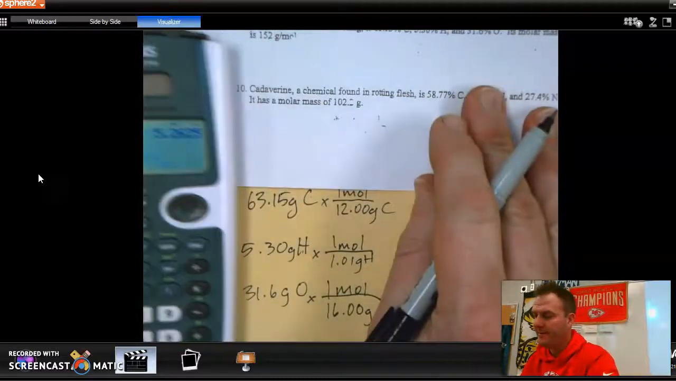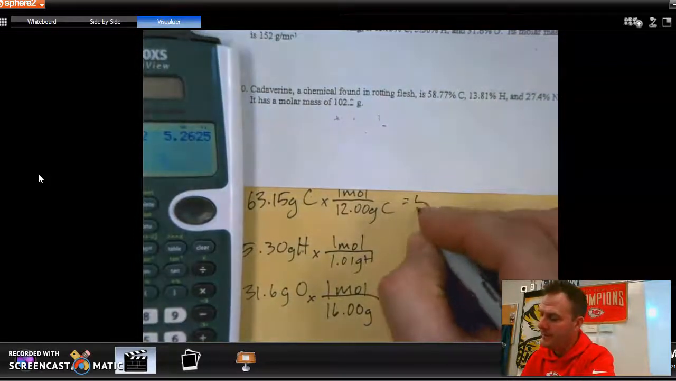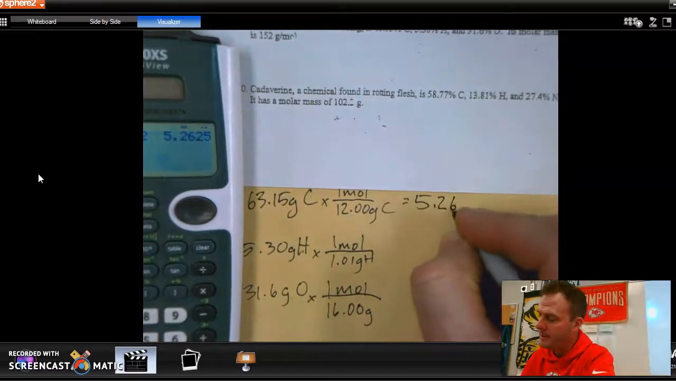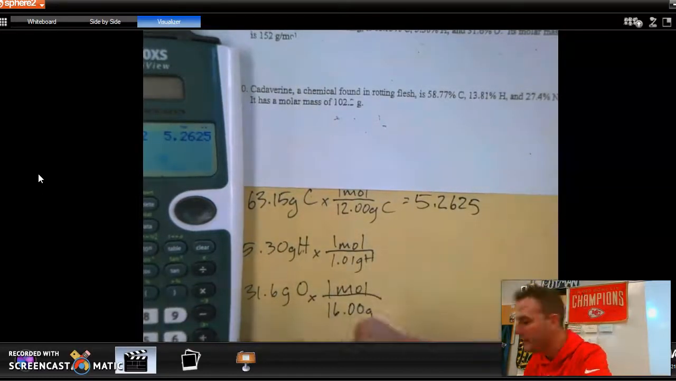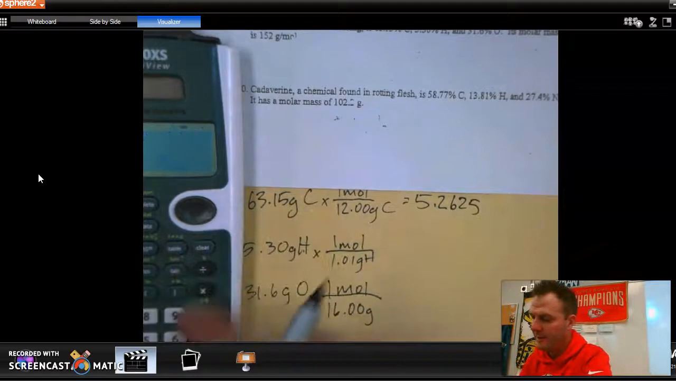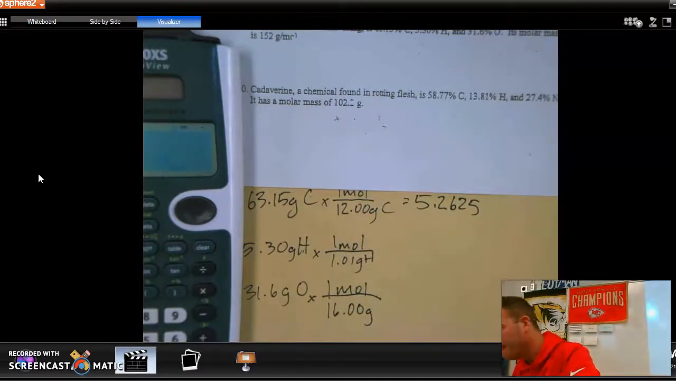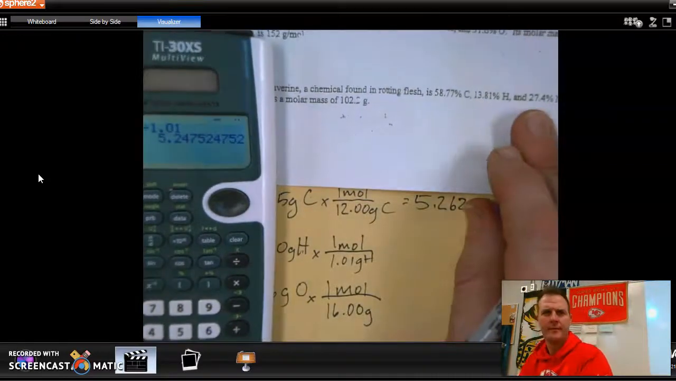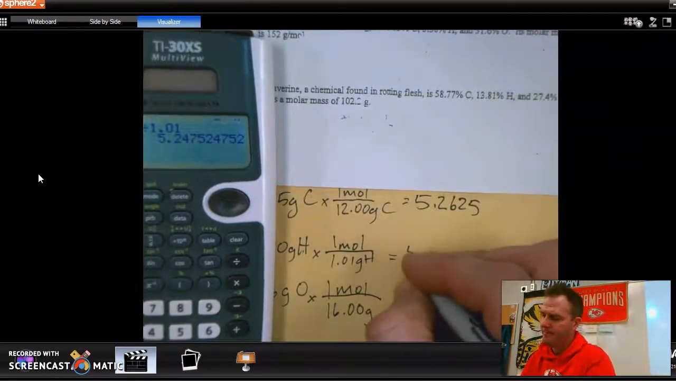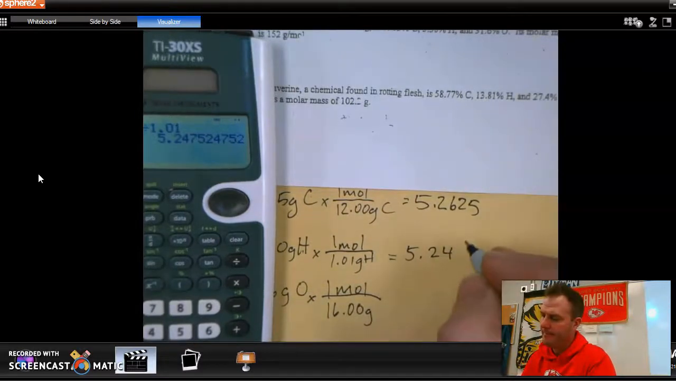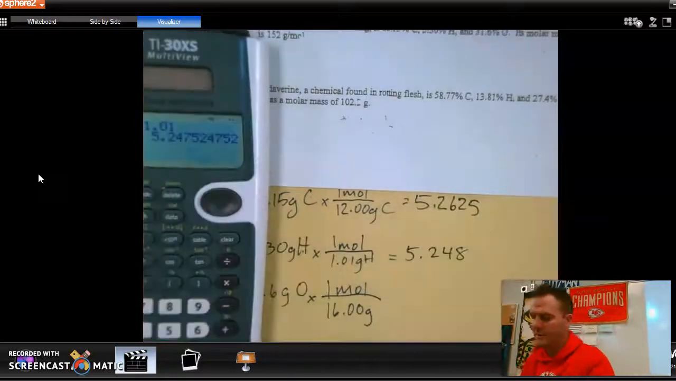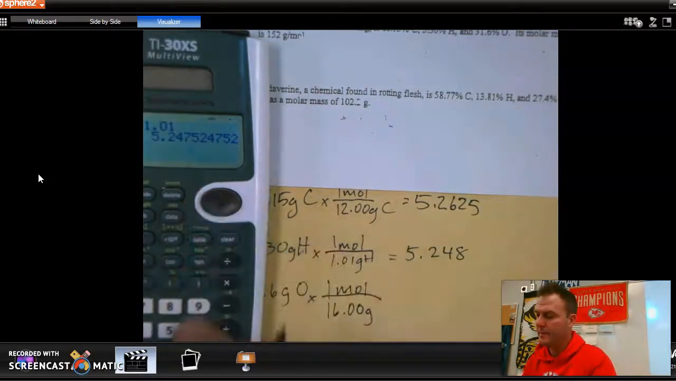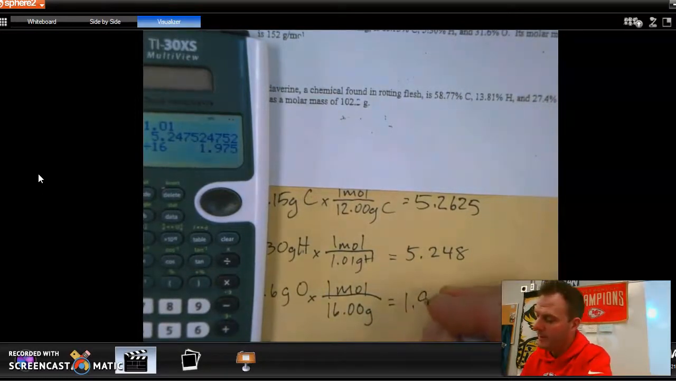Okay. 63.15 divided by 12 is 5.2625. And I have 5.3 divided by 1.01. Boom. 5.248. Then I have 31.6 divided by 16. 1.975.